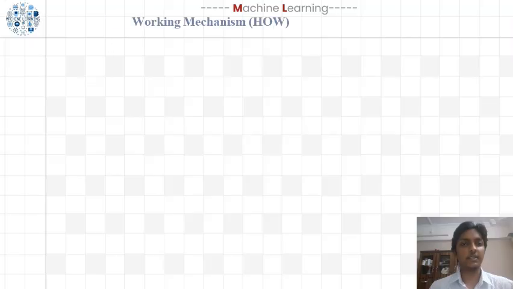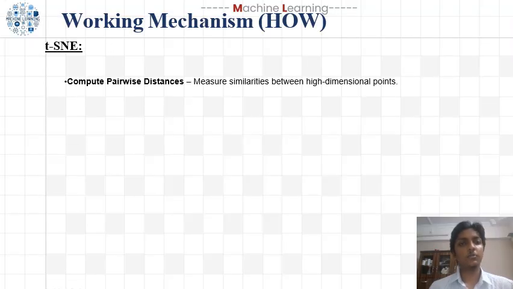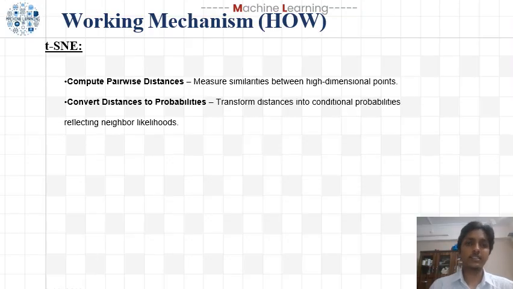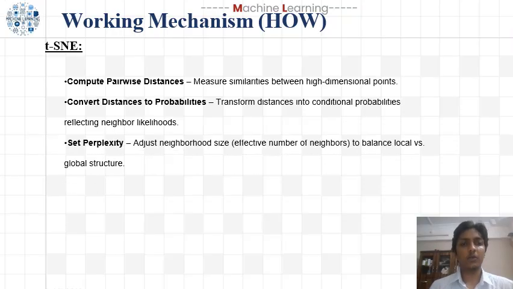Now let's see t-SNE. First in t-SNE, we compute pairwise distances, that is, calculate distances between each pair of data points. Now we convert these distances to conditional probabilities reflecting neighbor likelihoods. Now we set the perplexity. Perplexity is a hyperparameter which is tuned to make the t-SNE method more adjustable and better. Perplexity is the effective number of neighbors, which balances local versus global structure.